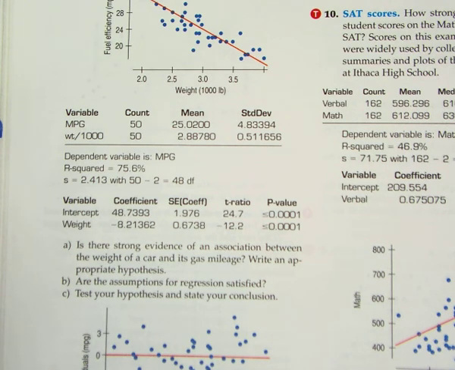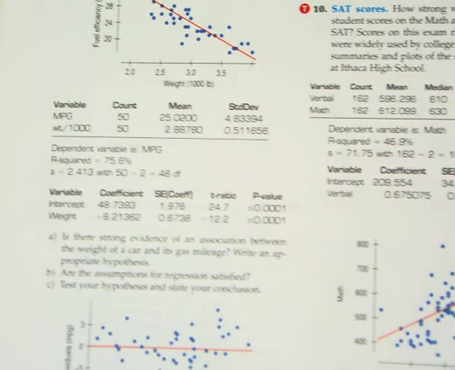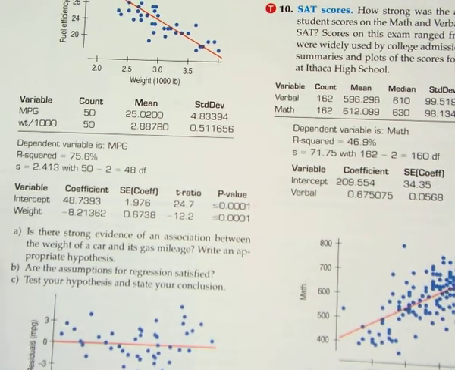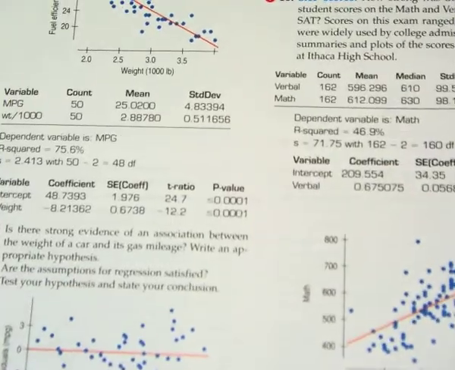So we're going to do a hypothesis test here. Now, they said, is there strong evidence of an association? So that's a two-tailed test. So that's how we're going to approach this problem. So let's go through it.